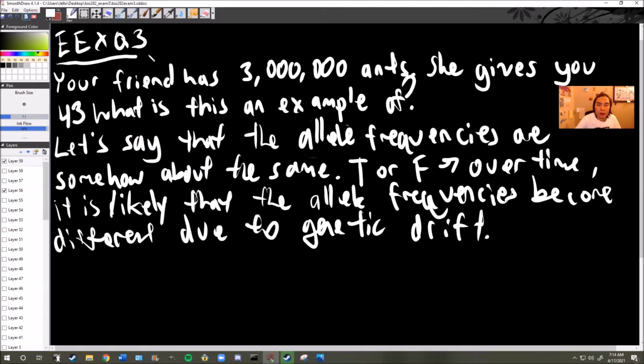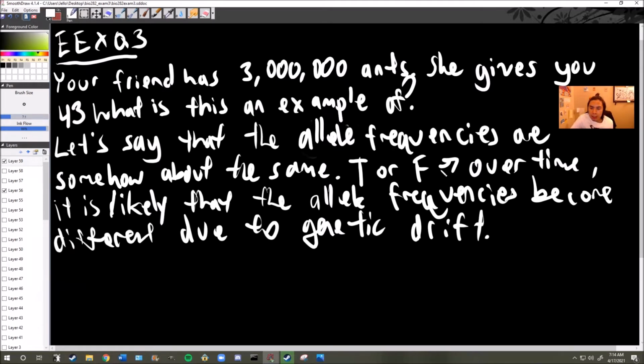Evolution example question 3. Your friend has like 3 million ants. She gives you 43. What is this an example of? This would be a founder's effect. So these 43 would be founding a new population separate from the 3 million. Let's say the allele frequencies are somehow about the same at the time you're given the 43. This is basically impossible for that number, but let's say the allele frequencies for the 43 are the same as over here. True or false?